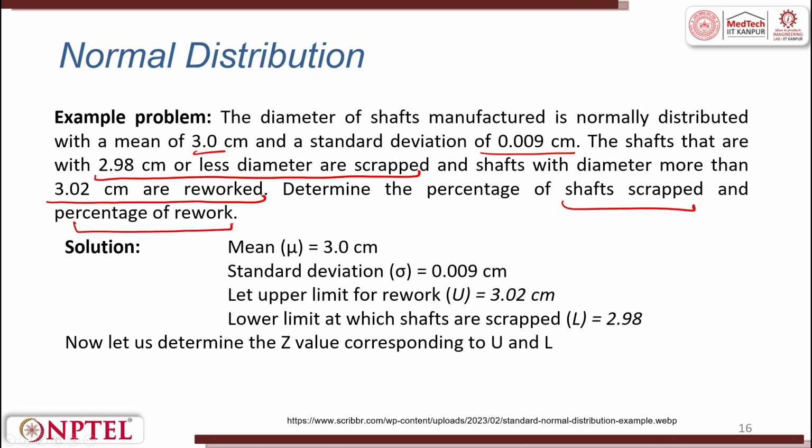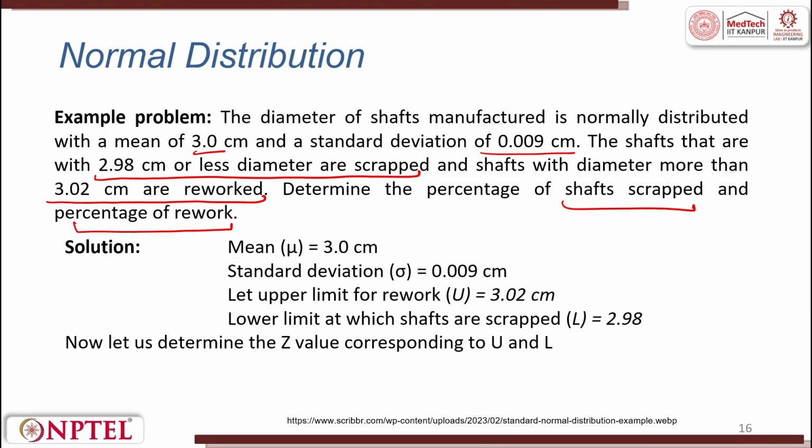Could you see this scenario? The central mean is given. We have the lower value, that is 2.9 centimeters. Below that it is scrapped. We have the higher value, that is 3.02 centimeters. Above that it is reworked so that we reduce the diameter. Now, this mean value and these two extreme values, below which it is scrapped and above which it is reworked, can be plotted on a normal distribution.